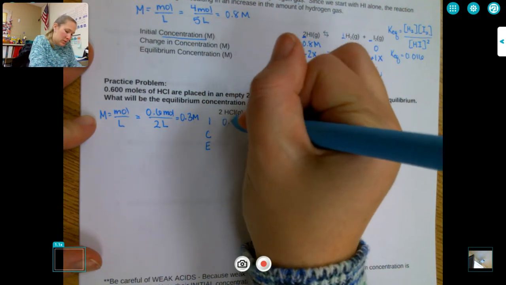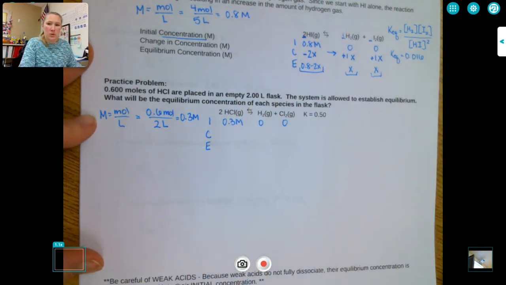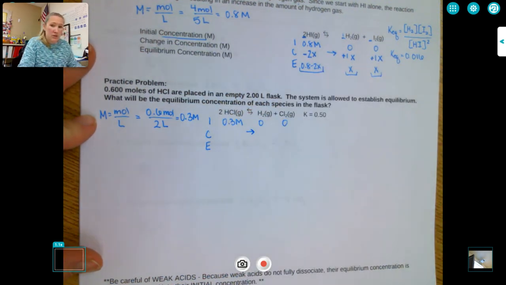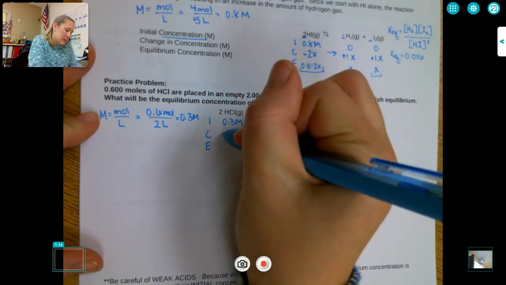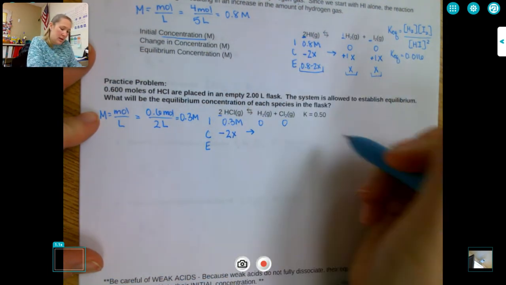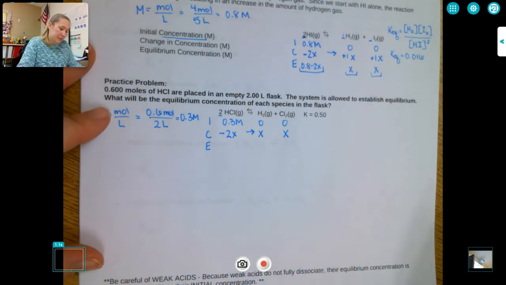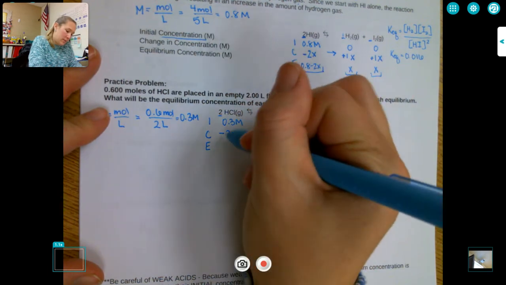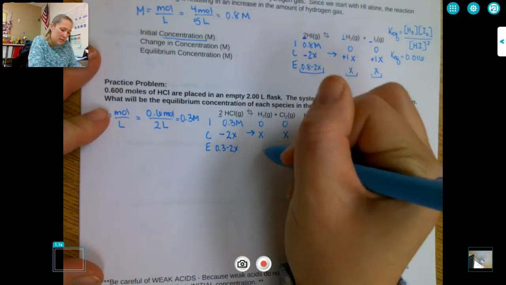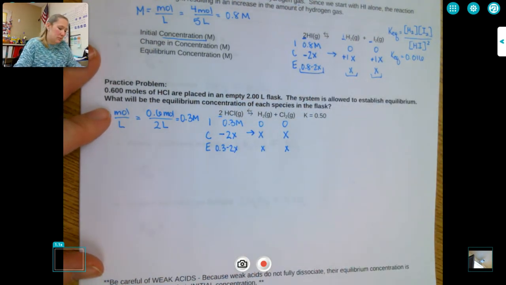So my HCl is 0.3 molar. I don't have either hydrogen or chlorine, so those are both 0. The only way that it can proceed is by shifting to the right. So that means this is going to decrease by 2x, and both of these are going to increase by some amount, x. It means at equilibrium, my HCl concentration will be 0.3 minus 2x. I'll have x and x.